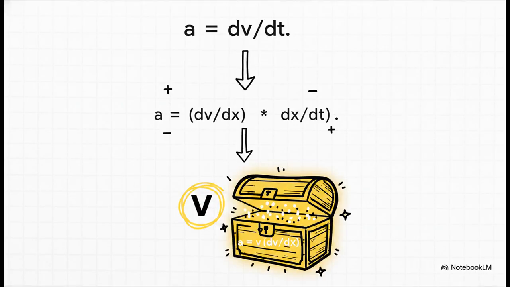And this leads us to a really cool trick. It's kind of like a secret weapon in mechanics. We all know that a equals dv by dt. But by using the chain rule from calculus, we can rewrite it as a equals dv by dx times dx by dt. And what's dx by dt? It's just velocity, v. So this gives us this awesome new expression for acceleration. a equals v times dv by dx. This is the key because it connects acceleration not just to time, but directly to position.